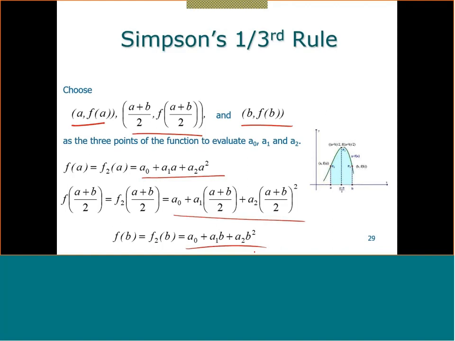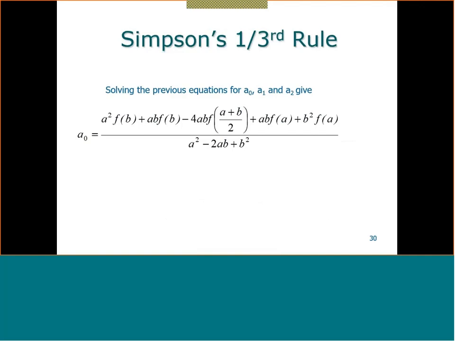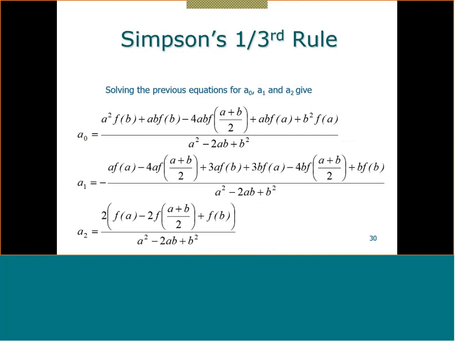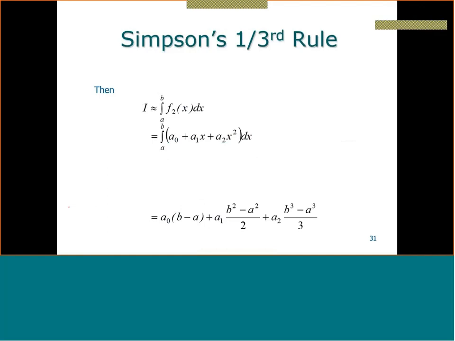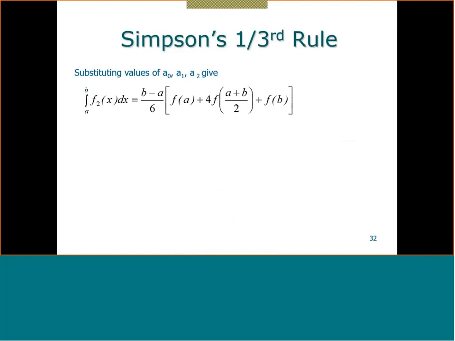So now when we solve, we will get these 3 formulas. This is for a0, a1, and a2, and you can see the formula is a little bit complicated. Now I will use these in the function f2 of x, which is equal to a0 plus a1 x plus a2 x squared. Now I will take these and substitute them to find the integration of this. And here is the result if I do take the integration of this. Okay, and then I will end up having this interesting simpler formula.